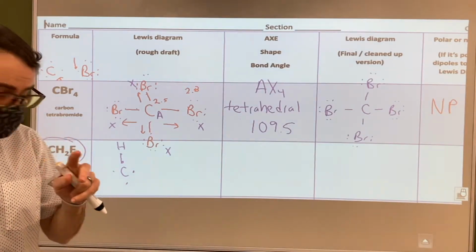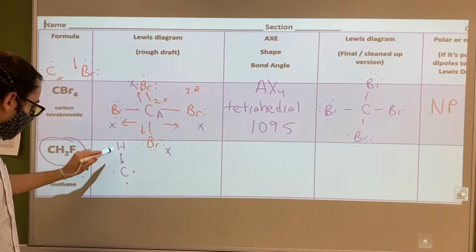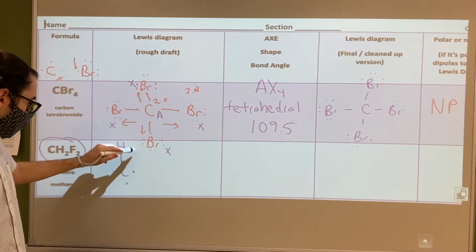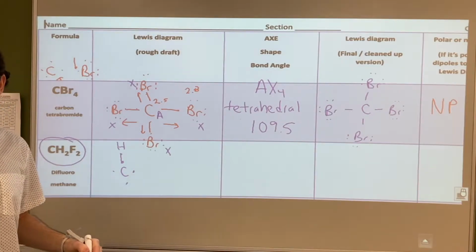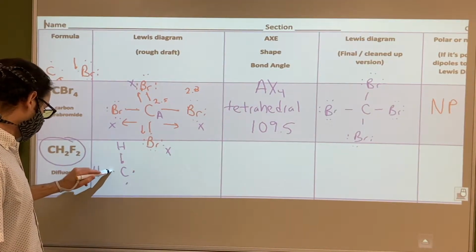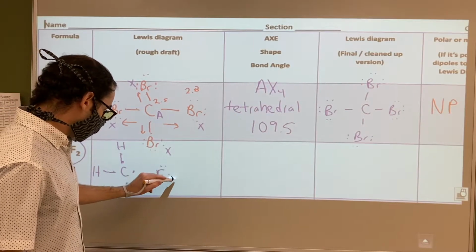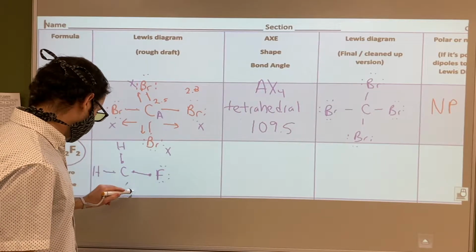You always want to put the similar atoms next to each other. So for example, this hydrogen, if you put a hydrogen on the top, you have to put the other hydrogen on either the left or the right side. All right, and then the fluorines are going to go in the other spots, and they're also going to be next to each other as well.